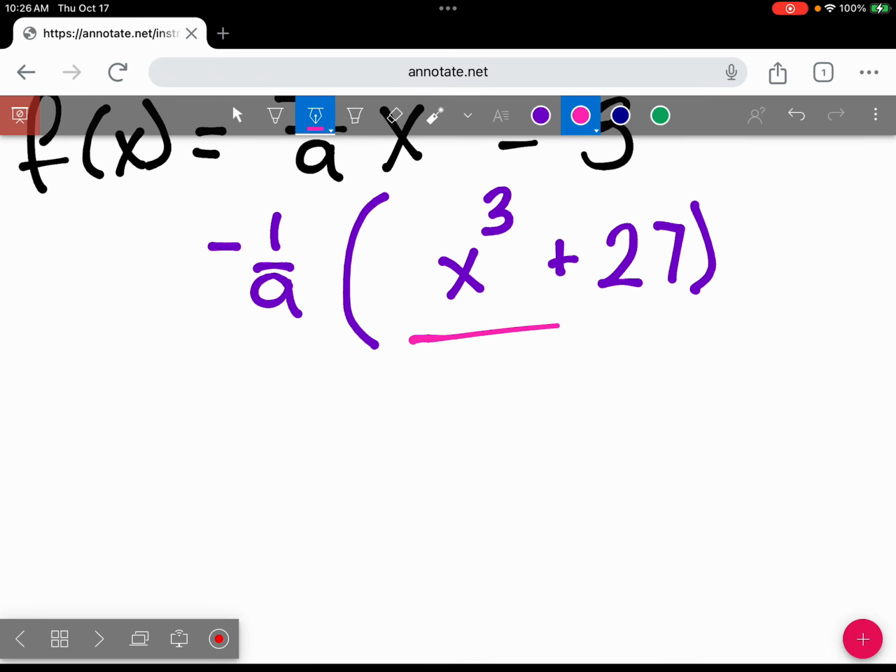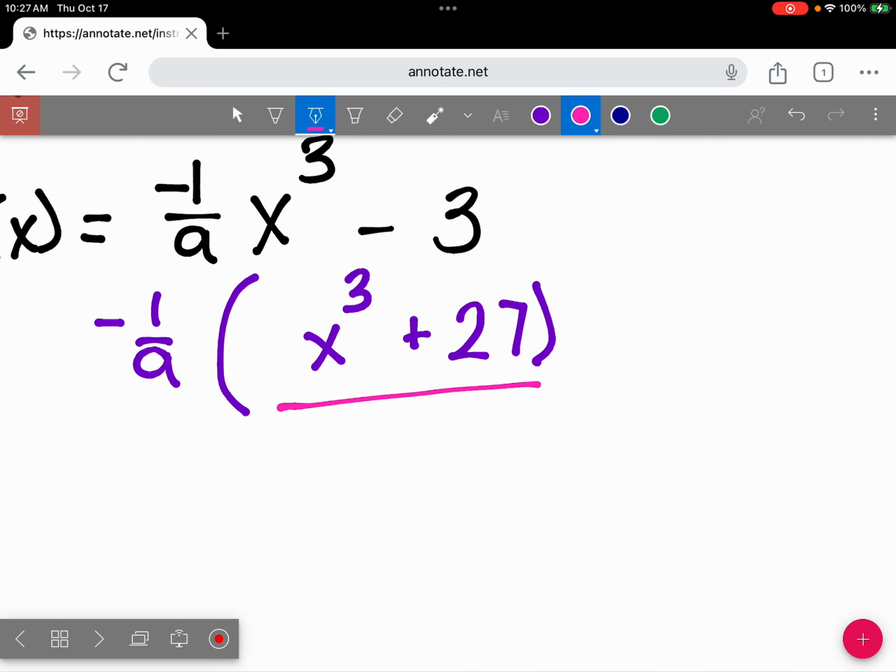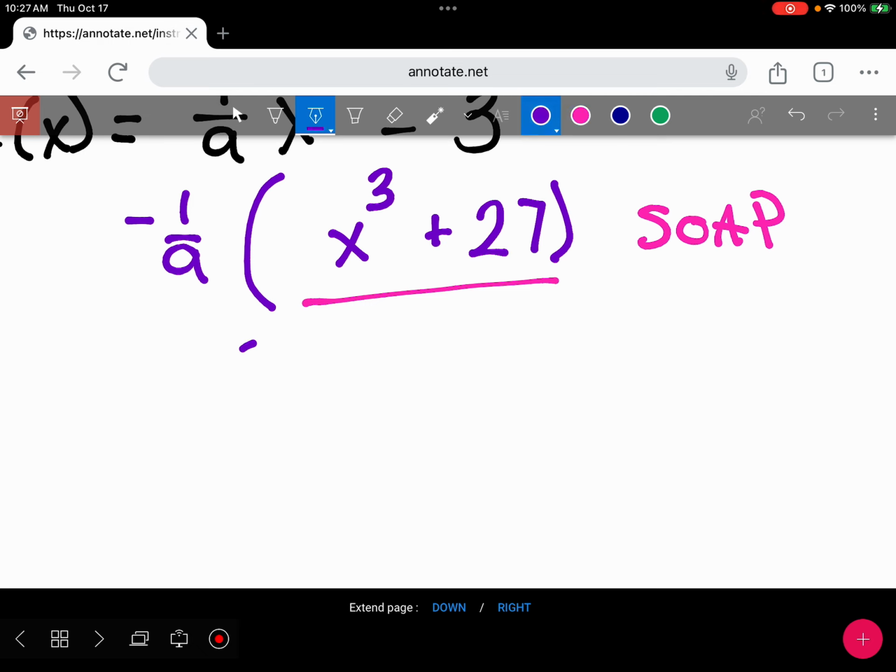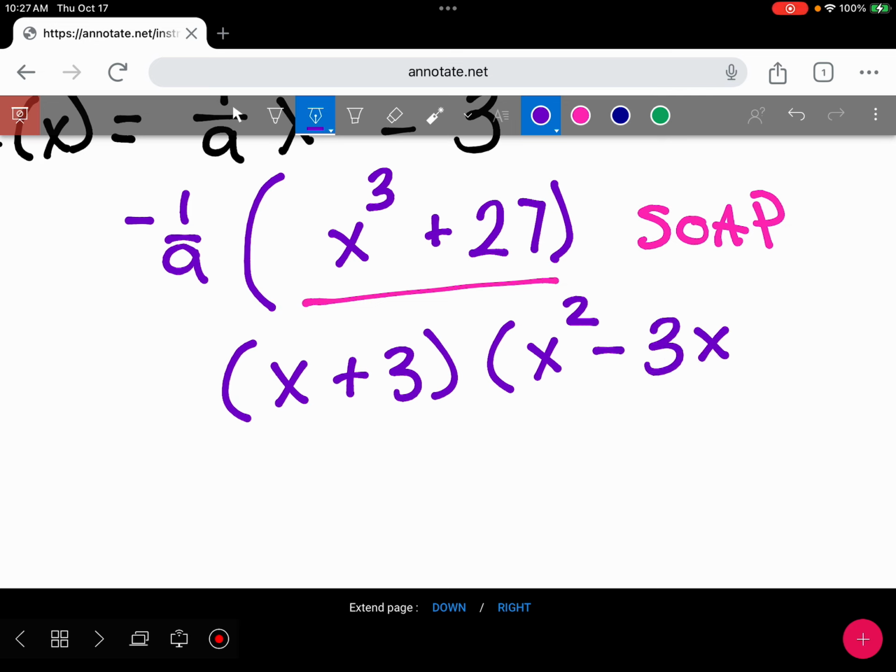So can we factor this now? Yeah, using SOAP. So what's it going to be? X plus 3, and x squared minus 3x plus 9. We still have our minus 1/9 up front.